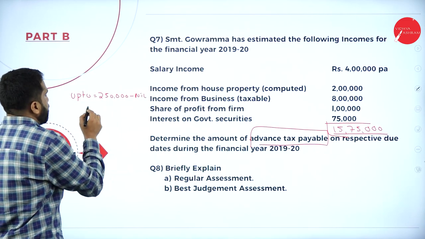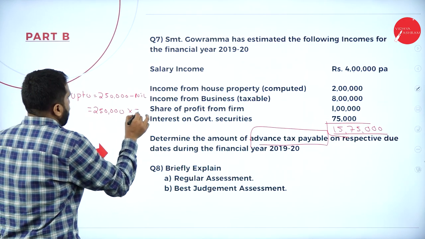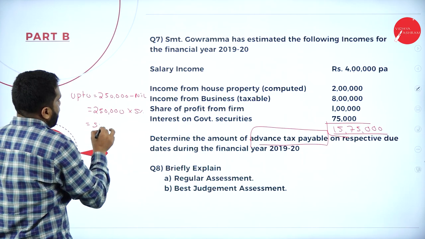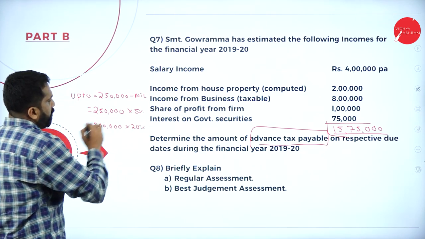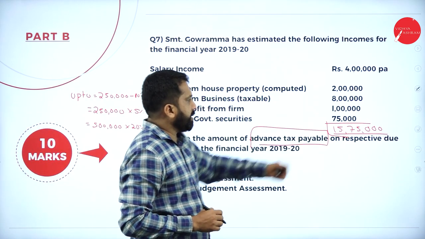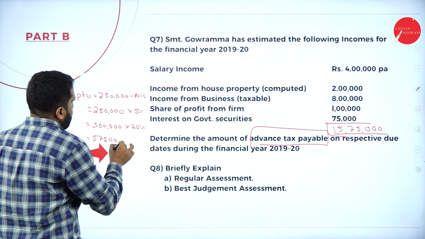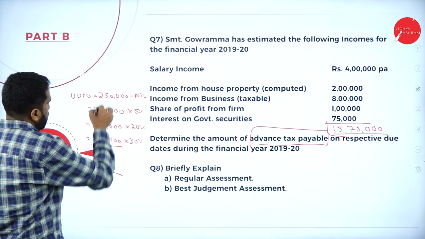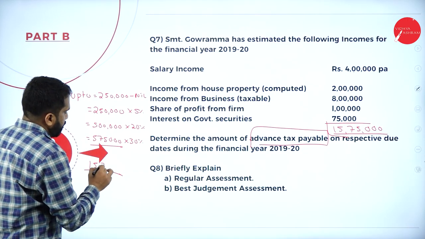Up to 2 lakh 50, nil. Next 2 lakh 50,000, 5%. Remaining 5 lakh, 20%. Above 10 lakh is how much? 5 lakh 75,000 into 30%. Total, if you add, you will get 15 lakh 75.